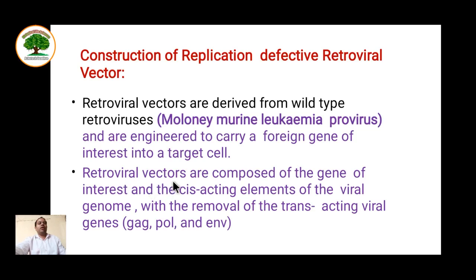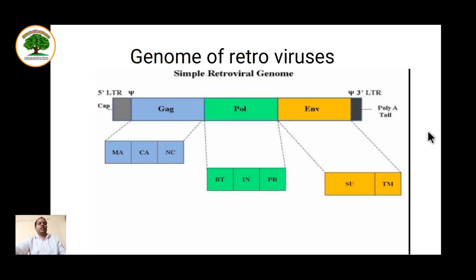The retroviral vector is composed of the gene of interest, the cis-acting elements of the viral genome, and the removal of trans-acting element genes, that is GAG, POL and ENV. The GAG, POL and ENV genes are the virulent genes here. Let's see the details of the genome. The viral genome has LTRs at both ends. This LTR is a long terminal repeat that helps in protecting these genes.